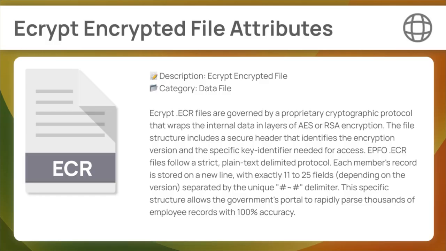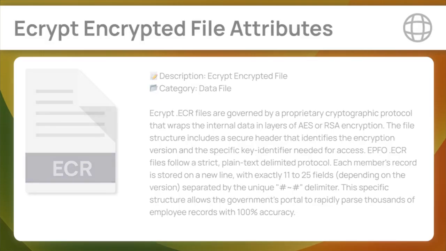Each member's record is stored on a new line with exactly 11 to 25 fields, depending on the version, separated by the unique #~# delimiter. This specific structure allows the government's portal to rapidly parse thousands of employee records with 100% accuracy.